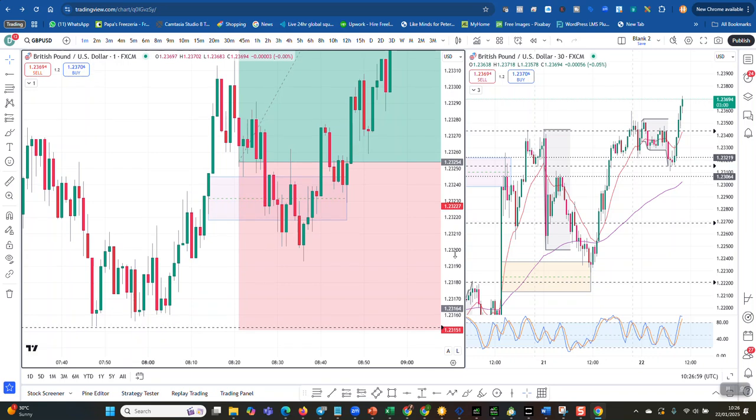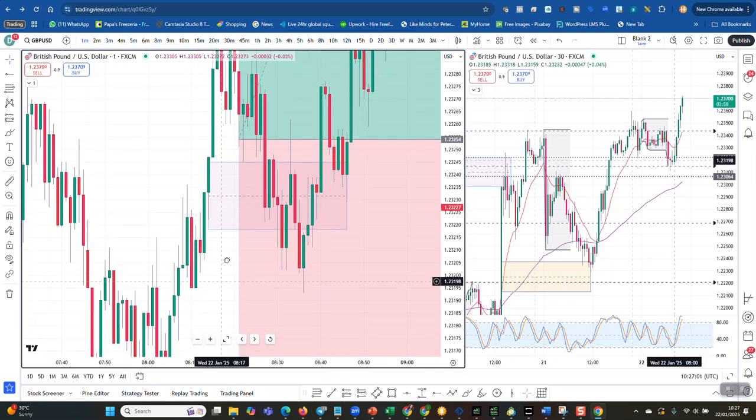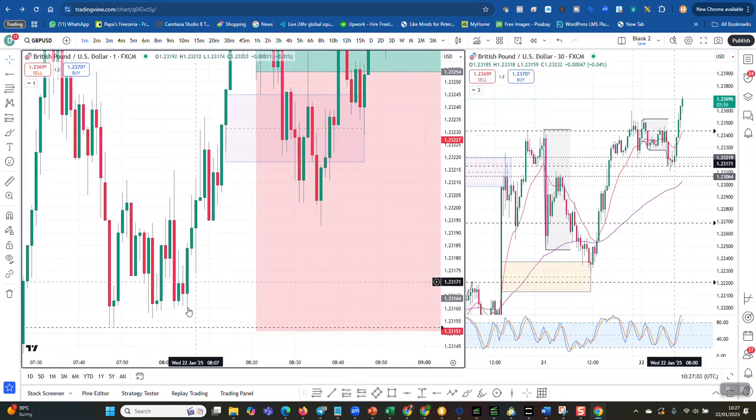So let's put this up. We had this move that started from here, went all the way up here at least before it pulled back down, right? Now watch the candle that started that move. Where is the low of that candle? Can you see what happened there?